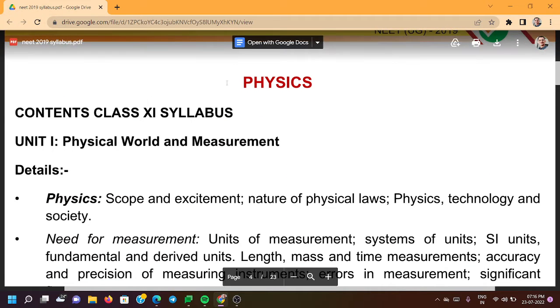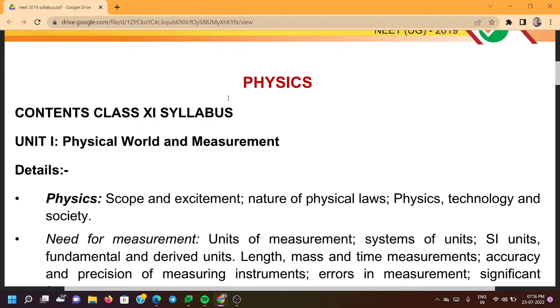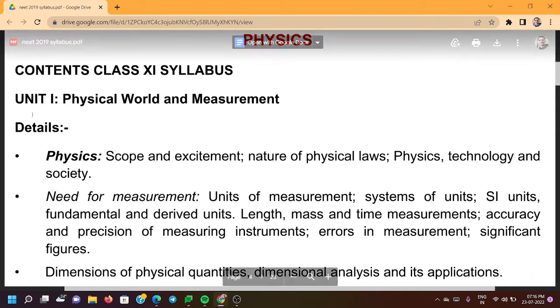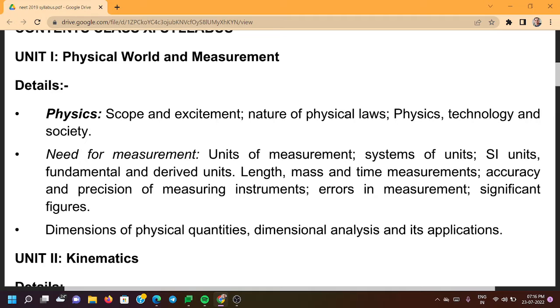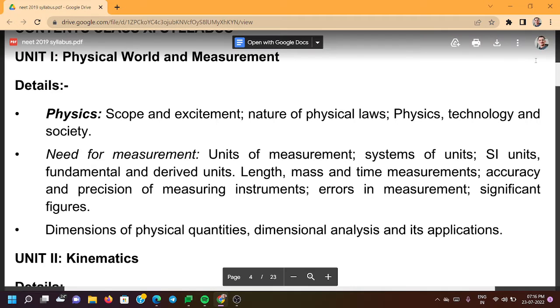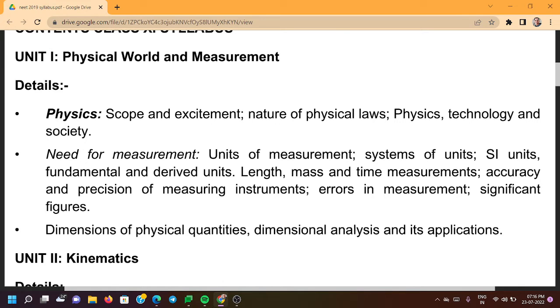Let's read the syllabus of class 11th and 12th physics in depth. Contents, class 11th syllabus, physics. Unit 1. Physical world and measurement. Details. Physics: scope and excitement. Nature of physical laws. Physics, technology and society. Need for measurement. Units of measurement. Systems of units.